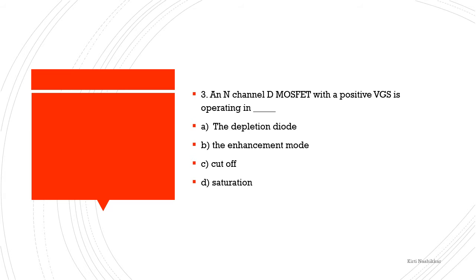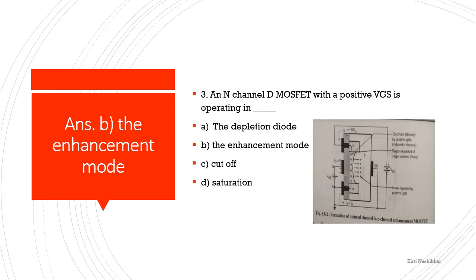An n-channel DMOSFET with a positive VGS is operating in. So here it is operating in the enhancement mode. If we are applying positive VGS, then that is the enhancement mode of the MOSFET, and this is how we can apply the plus VGS. This is the polarity of the voltage applied between the gate to source voltage. This is for the n-channel enhancement MOSFET.